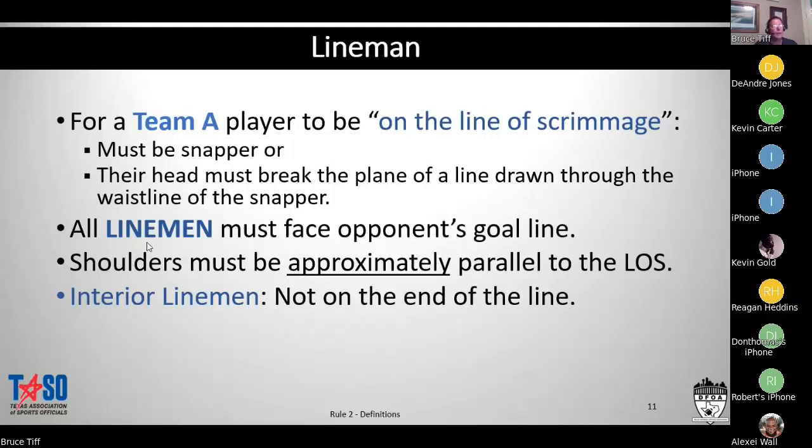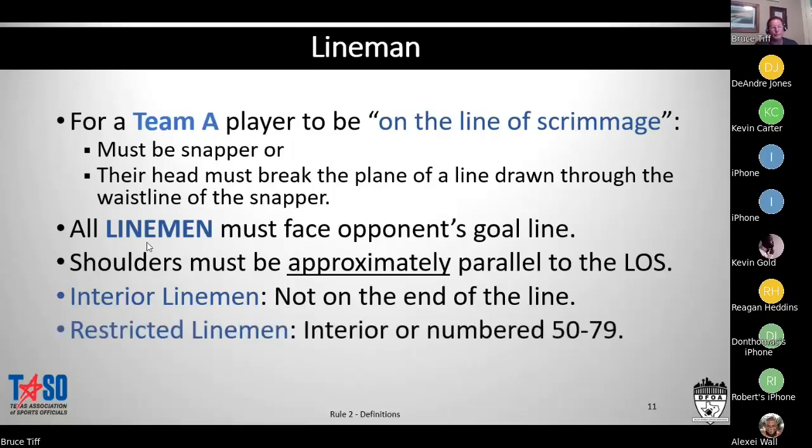And a restricted lineman is an interior or another lineman who's numbered 50 through 79. And these two definitions, interior lineman and restricted lineman, are important because they apply to pass eligibility, who's eligible to receive a forward pass. It also will get into some discussions around formations and what's legal and what's not when we get into scrimmage kicks as well. So important to understand this.